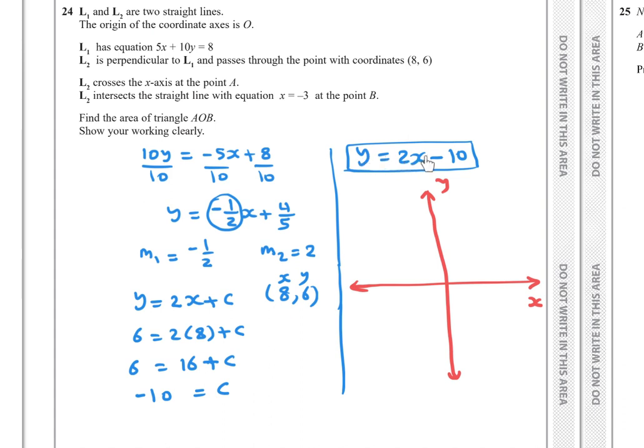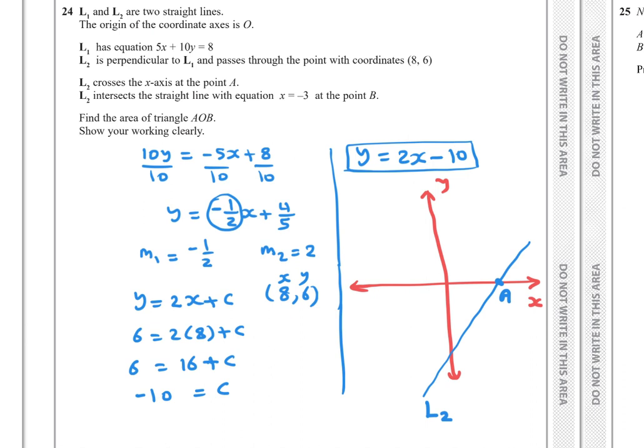So the line y equals 2x minus 10, gradient 2, y-intercept negative 10. So we can draw a sketch for the line. So this is the line L2. This line intersects the x-axis at the point A. So this is point A.